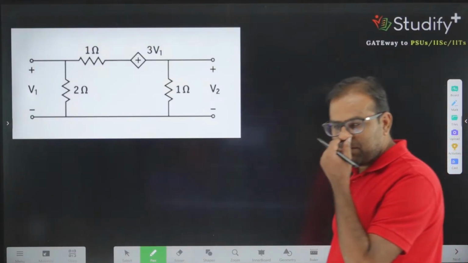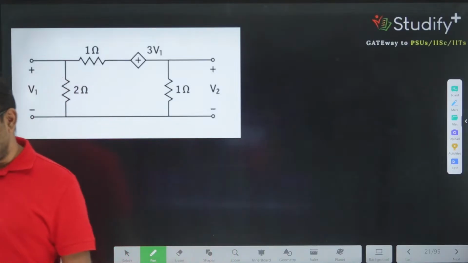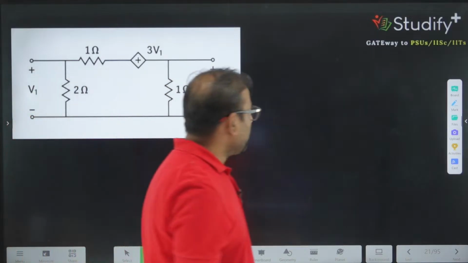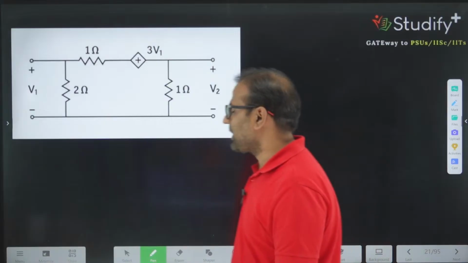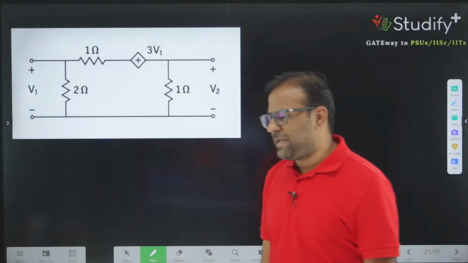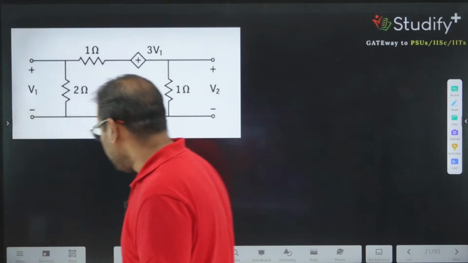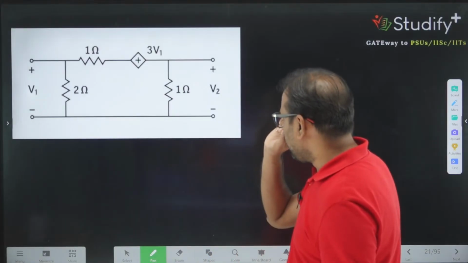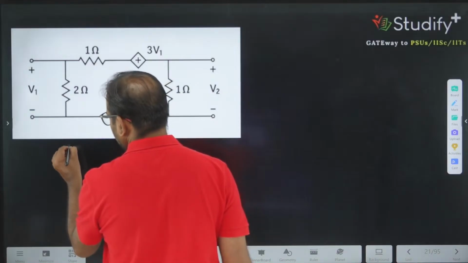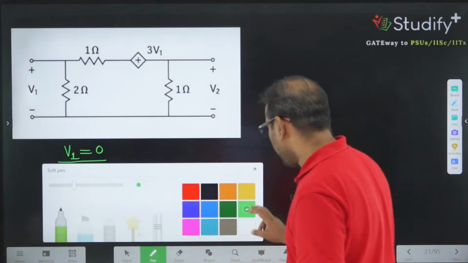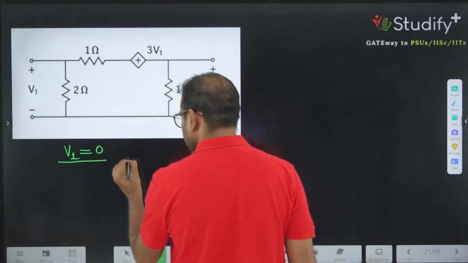Okay, let's take one more question, and we are interested in calculating the Y parameter for this network. How can we calculate the Y parameter? Again, the Y parameter can be calculated by making V1 and V2 equal to 0. So let's do this. First we are making V2 equal to 0, or let's make V1 equal to 0. If I make V1 equal to 0, what is our network?